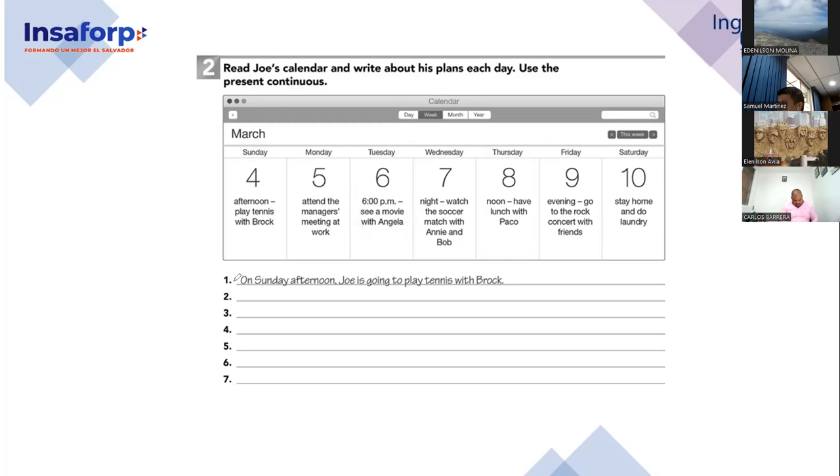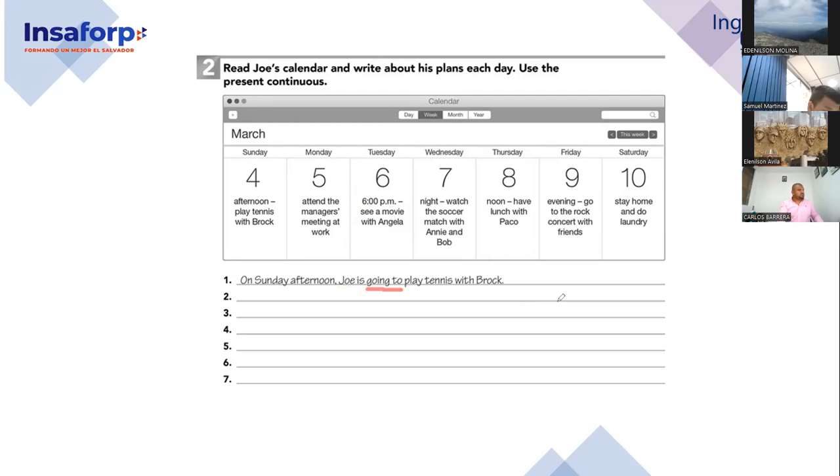La primera ya la hicimos, que corresponde al domingo, Sunday, on Sunday. Mencionamos el día, on Sunday. ¿A qué hora o a qué tiempo lo va a hacer? On Sunday afternoon. Y luego decimos la actividad. Recuerden la estructura del present continuous. Subject, verb to be.